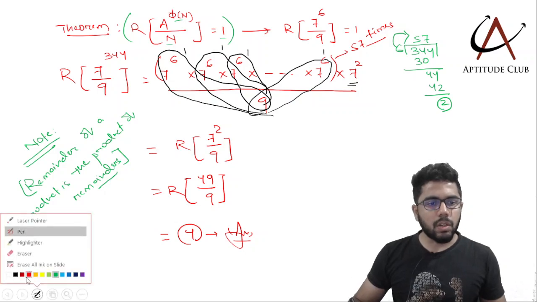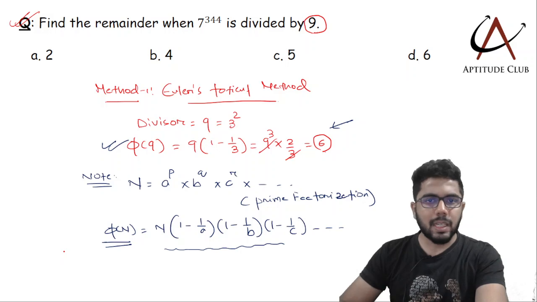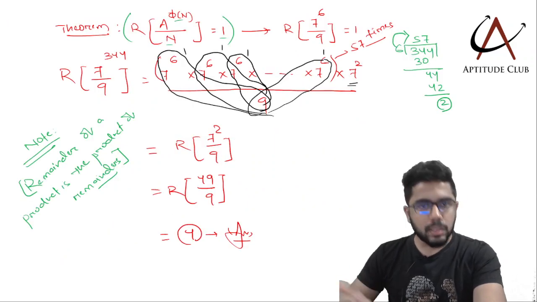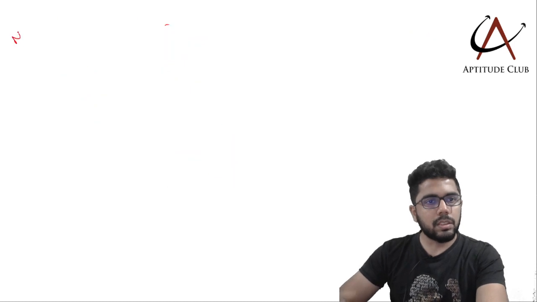Now this is method 1, where we need to know the theorem. But what if you don't know the theorem? Can the question still be solved? Answer is yes. How do you solve if you don't know the theorem? In that case, it is method 2.